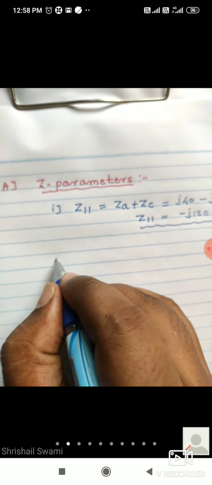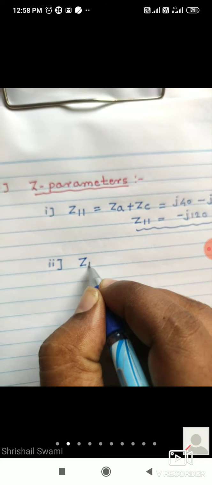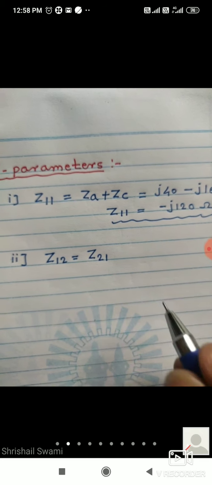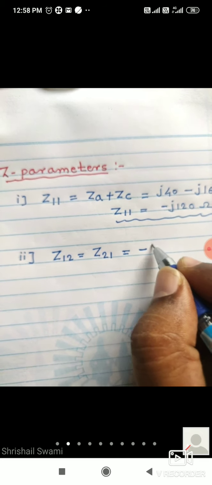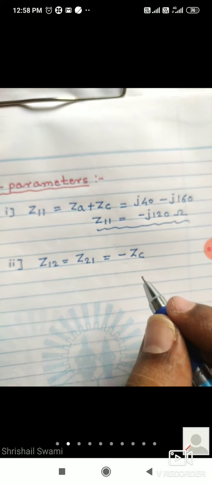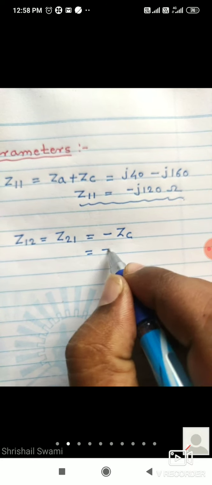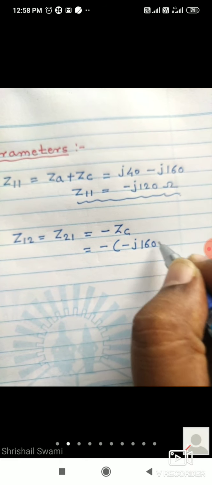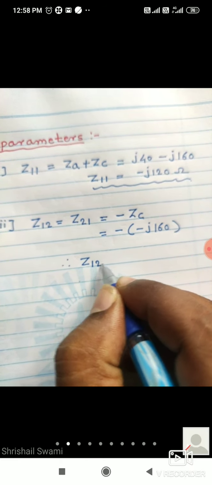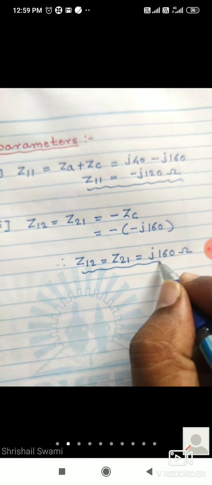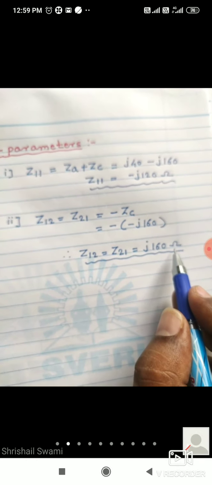Okay, so next, second part, Z12 is equal to Z21. Directly you can calculate both. Z12 is equal to Z21 is equal to minus ZC. ZC is minus J160, so minus of minus J160. Minus minus becomes plus, so Z12 is equal to Z21 is equal to J160 ohm. This is the answer of Z12 and Z21, and the unit is ohm.